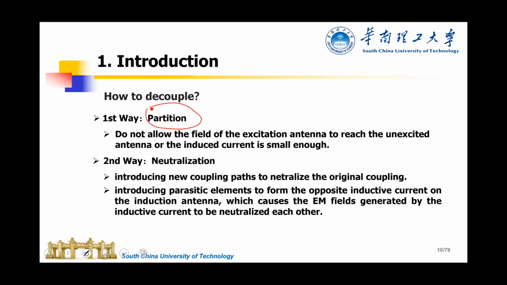We can also use some method to introduce passive elements to form opposite inductive currents on the induction antenna, which causes the EM fields generated by the inductive currents to be cancelled or neutralized by each other.